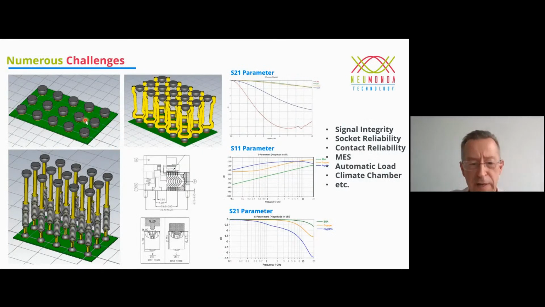What is the right signal integrity? How much bad signal integrity do you want to afford? Poor signal integrity is good because it protects the customer. If you make it too poor, you cut into your yield. So what is the right socket? What is the right performance? What is the signal integrity? What's the reliability of the socket? How many times can you load, unload before it breaks?